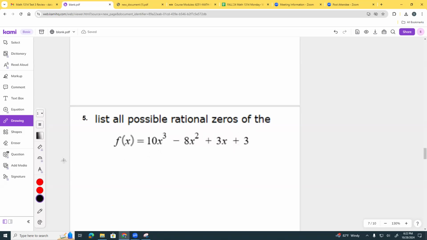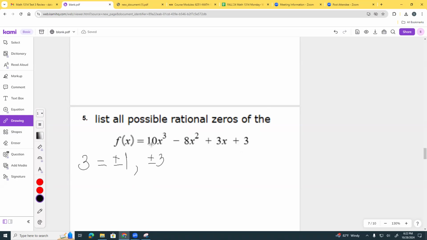Yeah, the last number is 3. What do I do with the 3? Yes, I need to find the factors of 3. I can divide the 3 by 1, so it's plus and minus 1. Good job. I can also divide the 3 by 3. So there are 2 factors of 3, 1 and 3. That's done. I have to do the same thing for one more number.